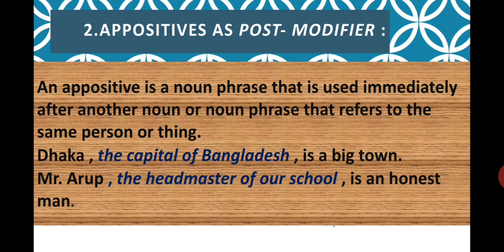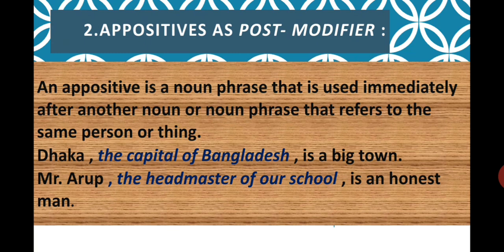Dhaka, the capital of Bangladesh, is a big town. Here, the capital of Bangladesh is an appositive. It is giving more information about Dhaka. Dhaka is a noun and the capital of Bangladesh is a noun phrase. It comes after the noun Dhaka and gives more information about the word Dhaka. So it is a post modifier. Though the capital of Bangladesh is an appositive, it is a post modifier also.